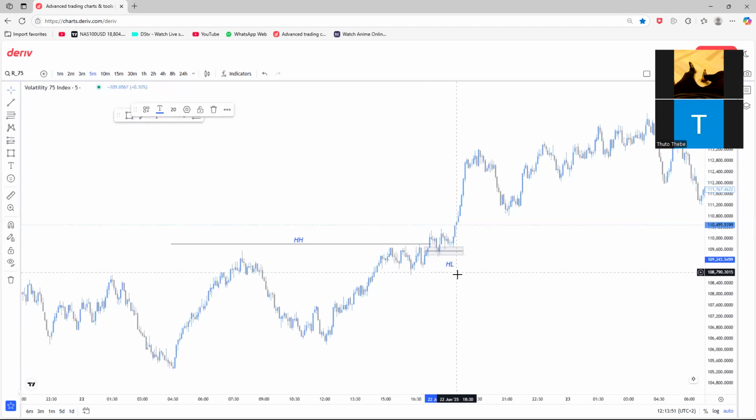All right. And why are we saying this is a higher low? Because it's higher than the other lows. As you can see, there's other V's there, and this one is the highest, right? As you can see.